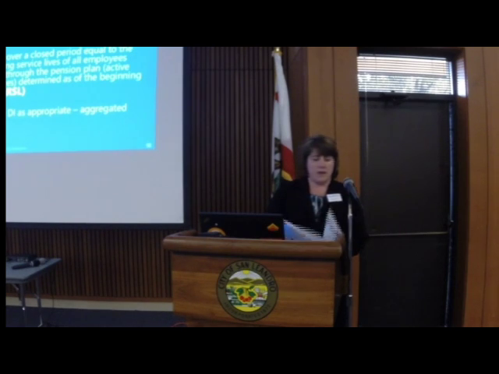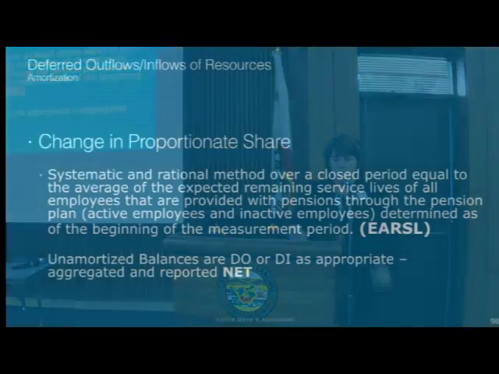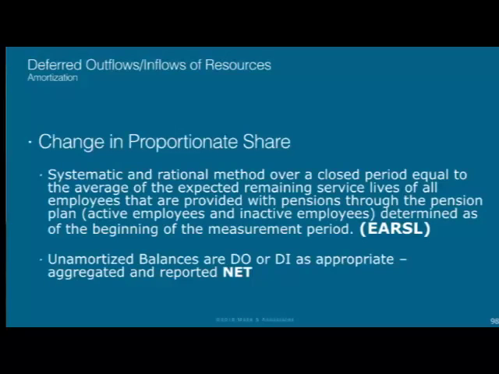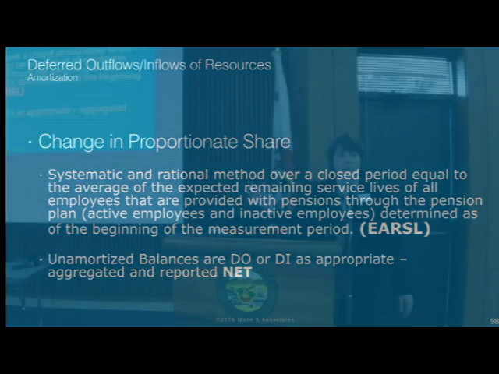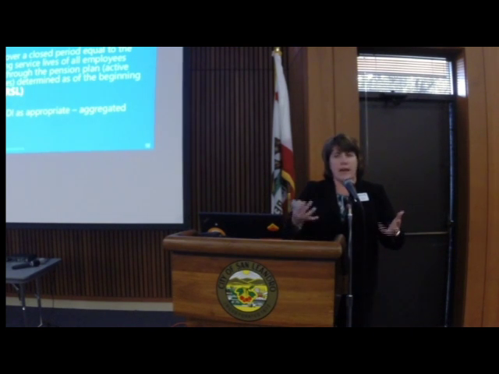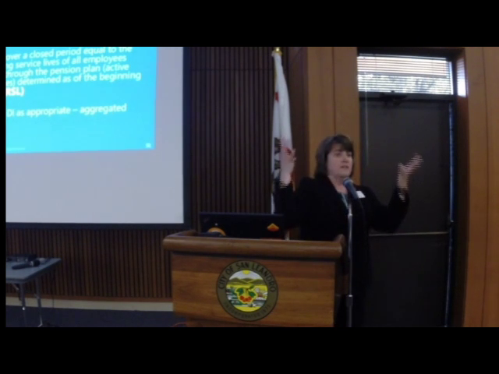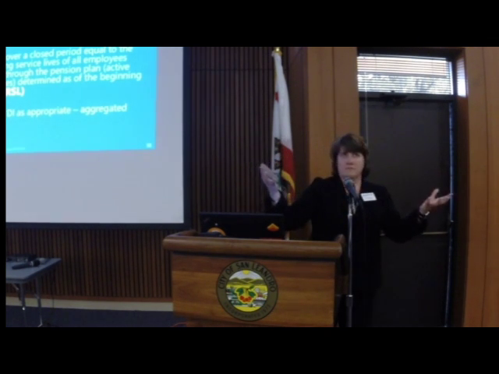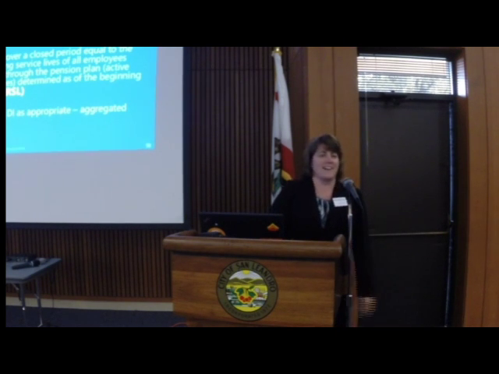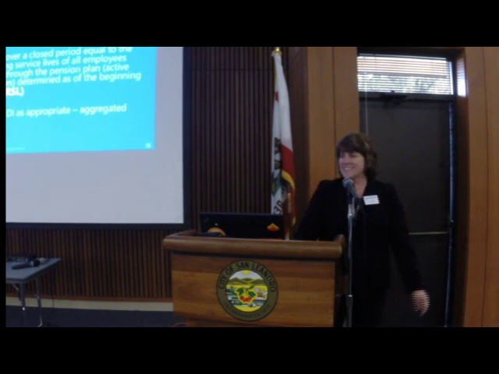Again, specific to the cost sharing plans, you've got the difference between the change in proportionate share. That's just for the cost sharing plans. That is also reported on the EARSL. Oh, I forgot, this one's reported net as well. Sorry, I said the investments was the only one that was gross. This one is also reported net. So any prior year and current year balances are added together, and if the debits exceed the credits, then it's reported as a deferred outflow. Shoot, one day I'll get it. It's a debit, it's an outflow. Yes.